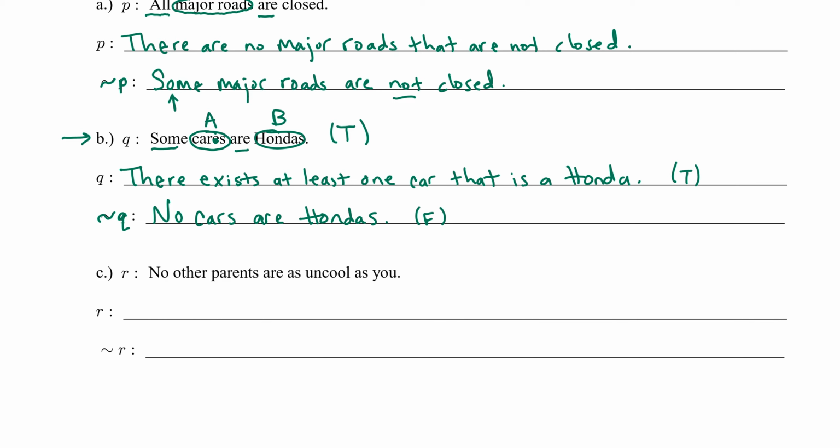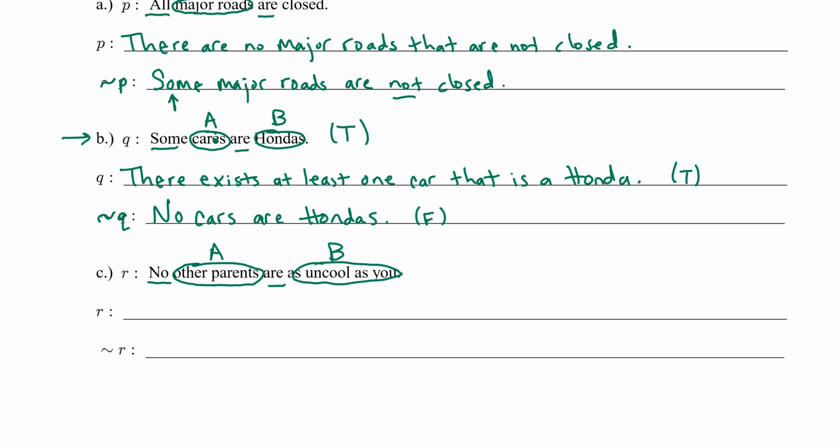Okay, last example. The statement is: no other parents are as uncool as you. See, the logic that you're learning will help you to talk to your teenagers out there. They might say something like this: no other parents are as uncool as you. So our quantifier here is no. No other parents, this group is group A, are uncool like you. So the structure of this statement, ignoring the details for a minute, is no A are B.